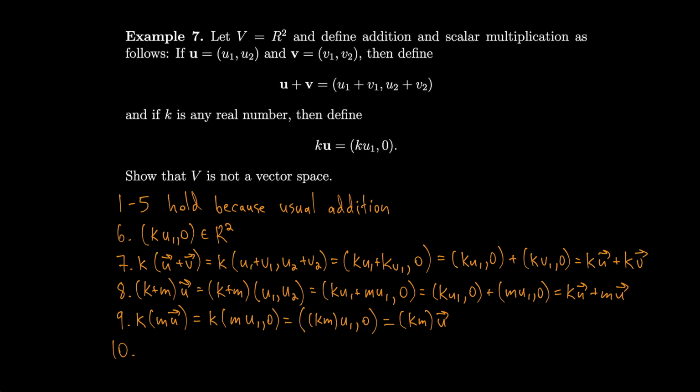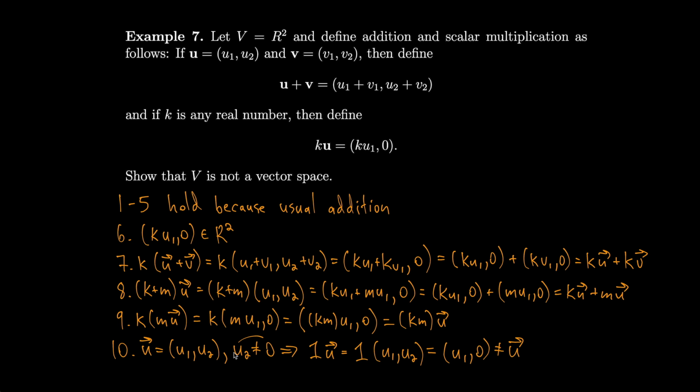So hopefully 10 fails, otherwise this thing's actually a vector space. So let's take u equal to u1, u2, and let's say that u2 is not equal to 0. So then if we take 1 times u, we'll get 1 times u1, u2, which will be u1, 0, because anything has to get 0 in that second piece. And notice that's not equal to u, because we said that u2 is not 0.